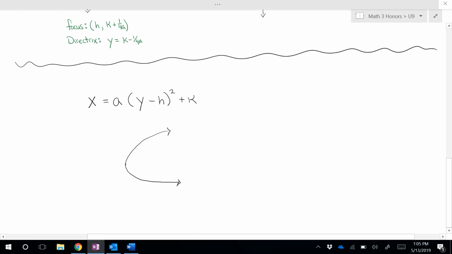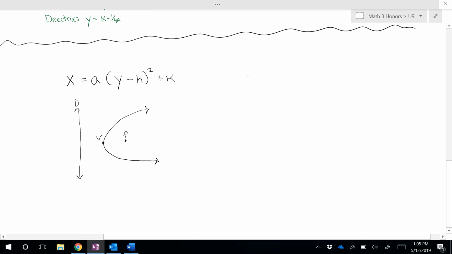Our vertex is going to be where we thought it was. I'll put V for vertex. Where do you think the focus is? To the right of the vertex. Okay, so there's your focus. And the directrix goes right here. Same definition. The vertex is still the same distance to the focus as it is to the directrix. But things have changed a little bit, and we need to be careful when we work with these. And so let's put a couple examples here as well.